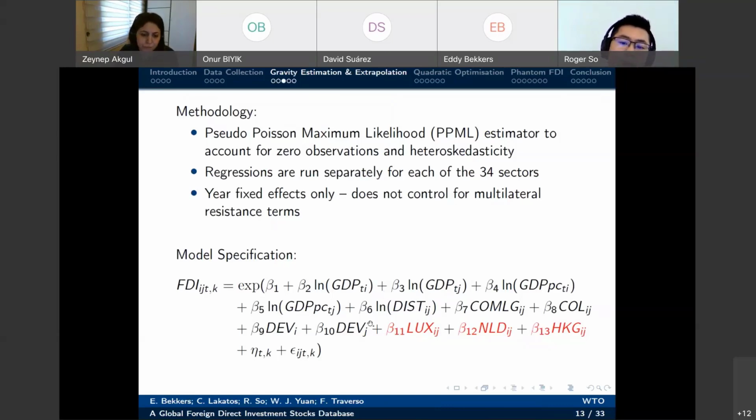And then aside from these 3 country dummies, if you compare with the original approach, the only other difference is that we're running sector by sector estimation, whereas in the original paper, the estimation is run under pooled estimation.